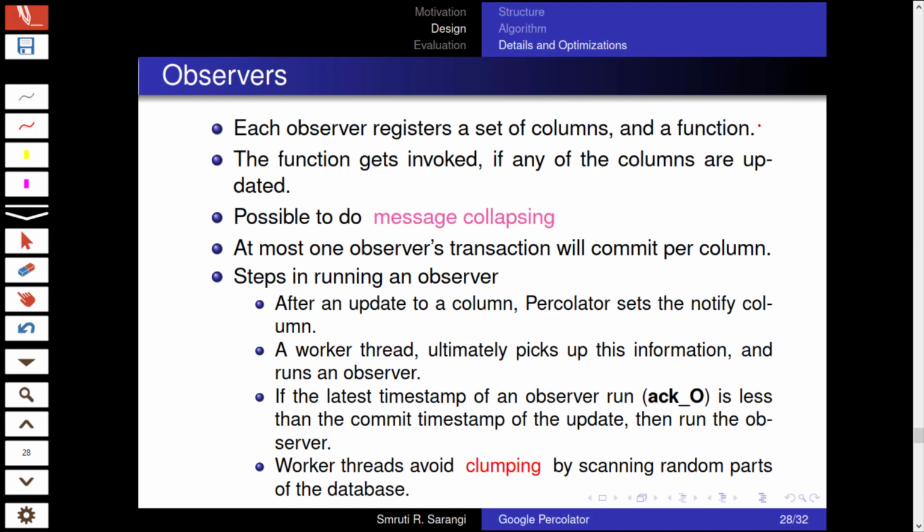So the main aim of having a Percolator kind of system was to have observers, in the sense that if one entry changes, then other entries will also change. So we want changes to percolate. What happens is that each observer registers a set of columns and a function. So maybe this can be shown better by drawing a more elaborate diagram.